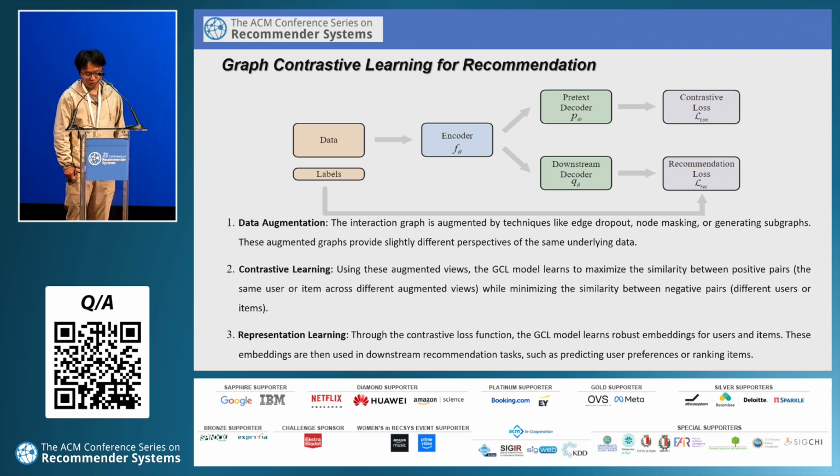And the second is contrastive learning. Using these augmented views, the GCL method learns to maximize the similarity between the positive pairs, that is the same user or same item across different views, and minimize the similarity between negative pairs, that is different users or items. And the third step is representation learning. Through the contrastive loss function, the GCL learns robust representations for users and items, and uses them to generate recommendations for the users.